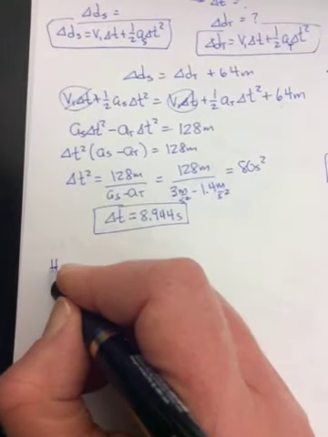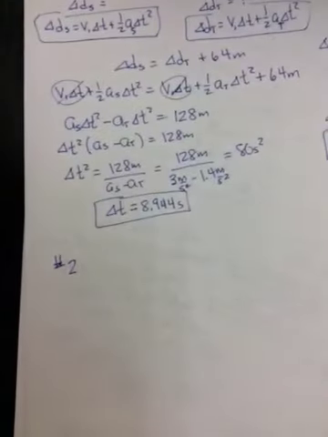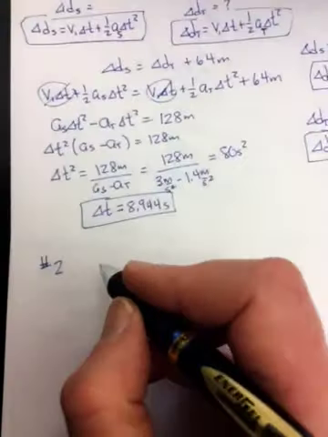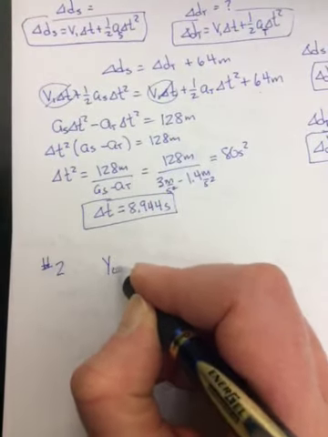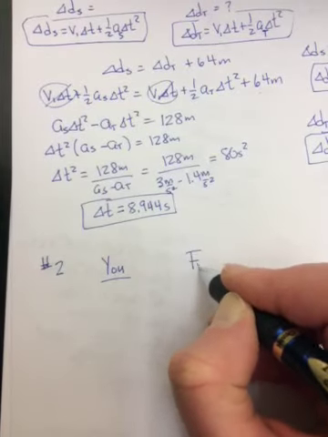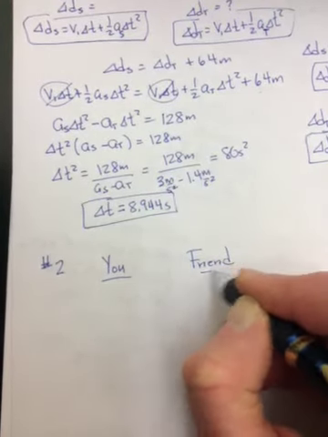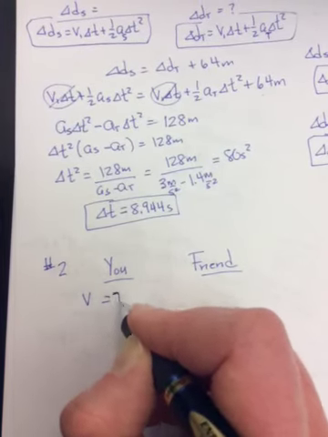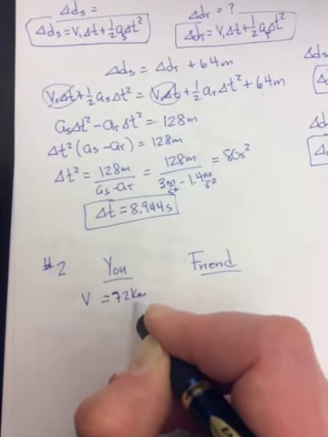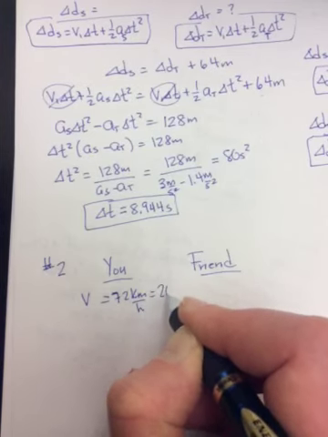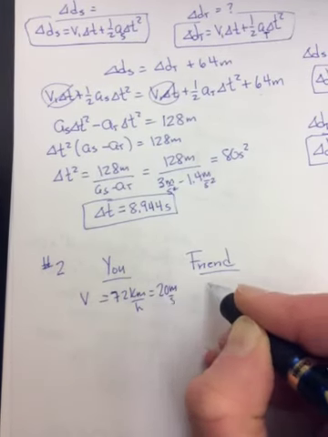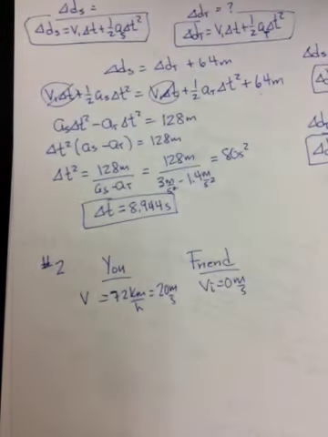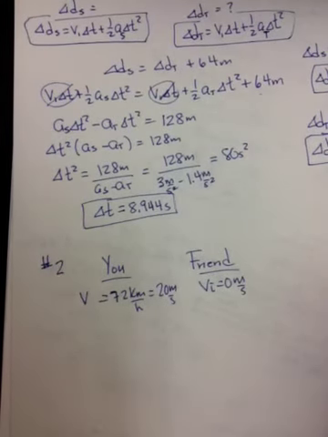Number 2 says, you are traveling 72 kilometers per hour in your truck when you pass a friend who is stopped. So it's you and your friend. So you are traveling 72, and when you switch 72 kilometers per hour to meters per second, it's 20. And you pass a friend who is stopped, so their VI is 0. I didn't write anything for your V because I haven't read the rest of the question yet.